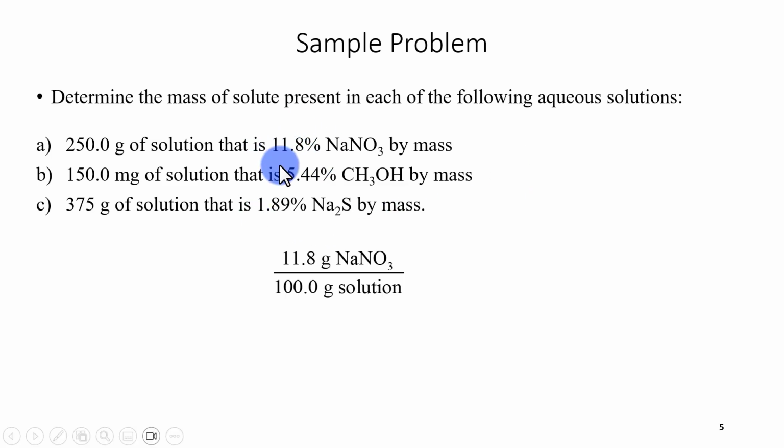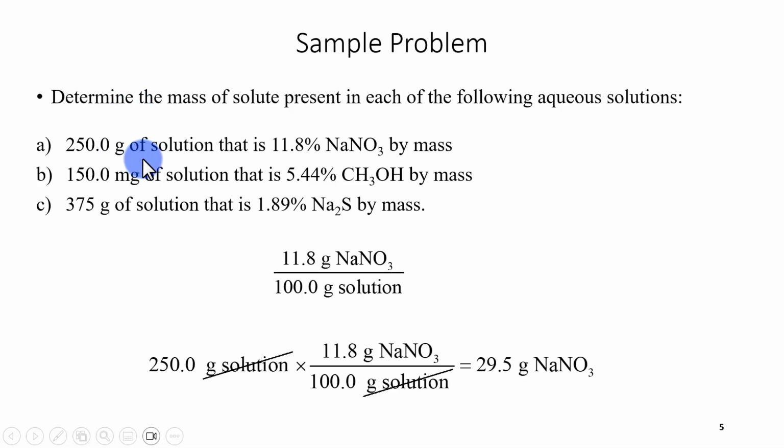Okay, so an 11.8% solution by mass tells me that I have 11.8 grams of sodium nitrate for every 100 grams of solution. But what if I have 250 grams of solution? Then I can set up this proportion. So 250 grams of solution multiplied by 11.8 grams of NaNO3 over 100 grams of solution. This will cancel out, leaving me with 29.5 grams of NaNO3. Now go ahead and work on B and C. Make sure that you convert the milligrams to grams before you continue.